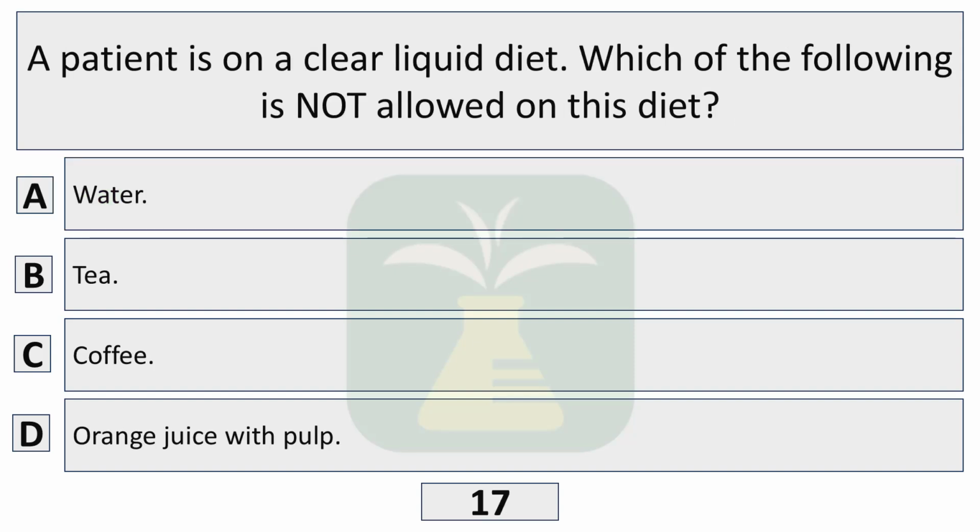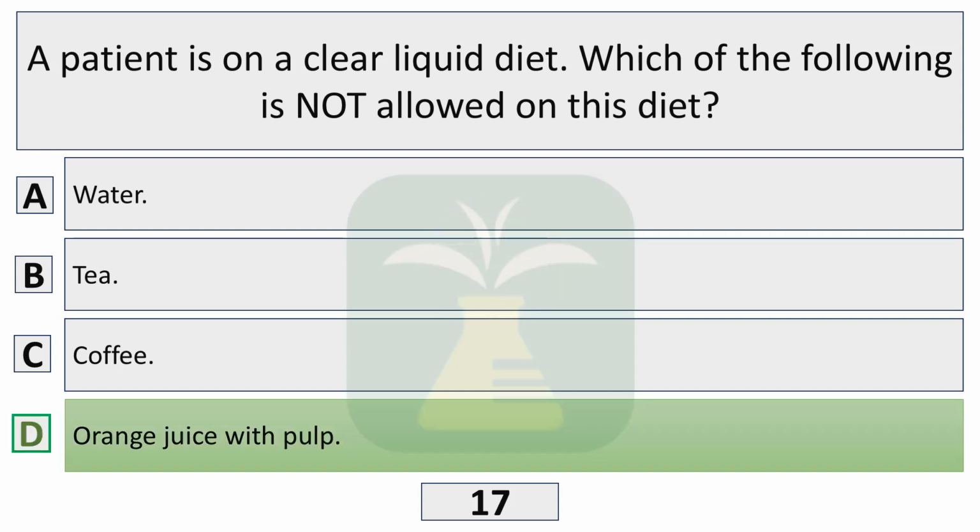A patient is on a clear liquid diet. Which of the following is not allowed on this diet? A, water. B, tea. C, coffee. D, orange juice with pulp. Correct answer, D. Orange juice with pulp. Orange juice with pulp is not allowed. The pulp is not considered part of clear liquid. Tea, coffee, and water are all allowed on the clear liquid diet.